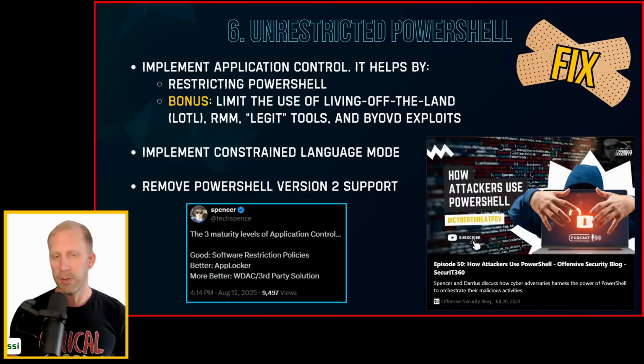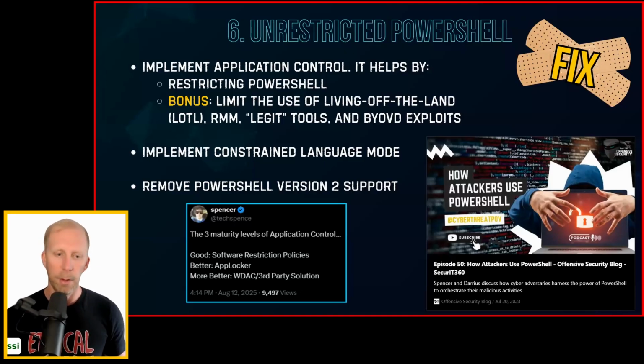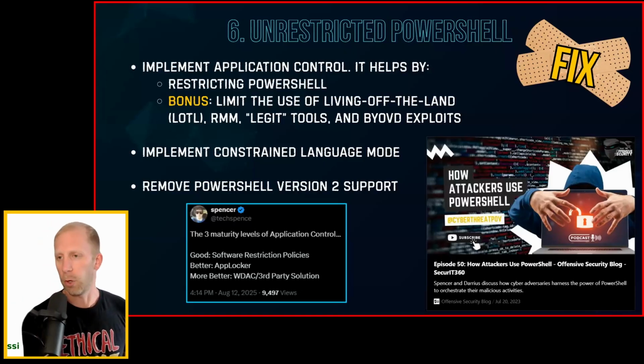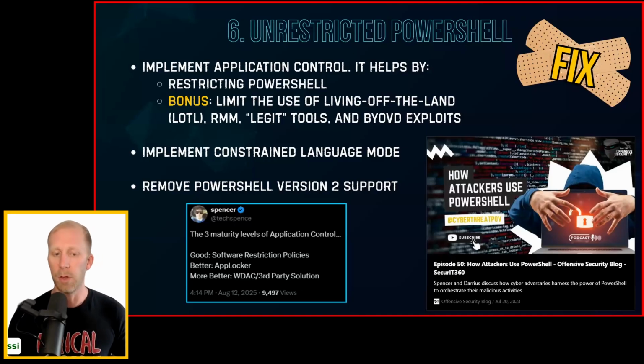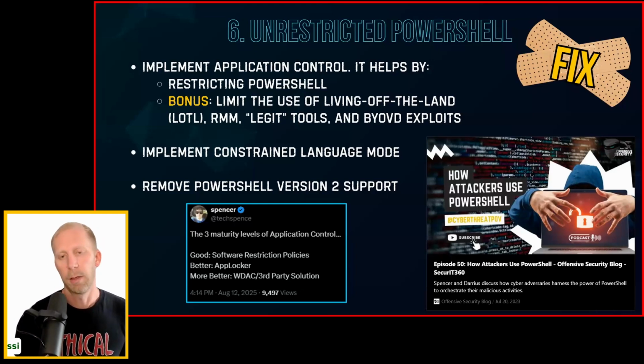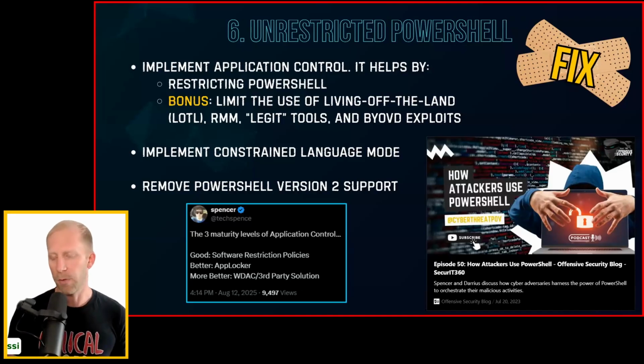I also wanted to mention that there are 3 levels of application control, in my opinion: good, better, and best. The first step, good, if you just want to get something right out of the gate, is software restriction policies. You can block PowerShell with that for regular users. It's not foolproof by any means, there are a lot of gaps, but it's better than nothing. AppLocker is great. It's built into Windows and essentially free. All it costs is your time, but there are some administrative burdens with AppLocker.